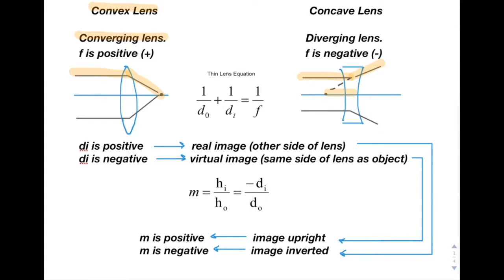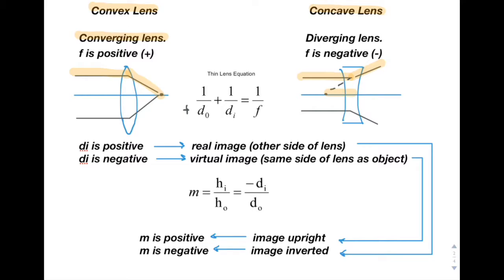So if you ever get a question that requires you to know whether it's a convex lens or a concave lens, you'll be able to identify whether that focal length or the distance of the image or the distance of the object will be positive or negative. And so one note, as you'll see later, the distance of the object is always going to be positive 100% of the time.